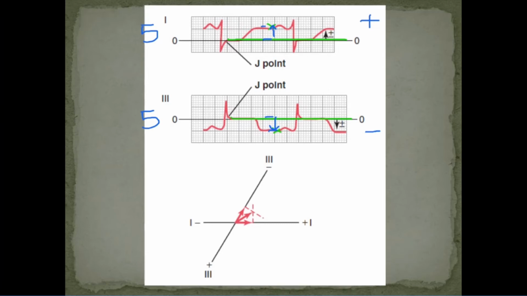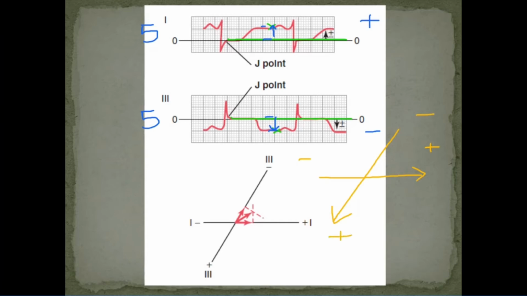Step 4 is plotting these vectors of injury potential and finding out the resultant vector. For this, first of all, we are going to draw the axes of the leads in which we have seen the injury potential. The axis of lead 1 is 0 degrees with the negative end towards the right and the positive end towards the left. And the axis of lead 3, in which we have seen the injury potential, has the negative end here and the positive end here.